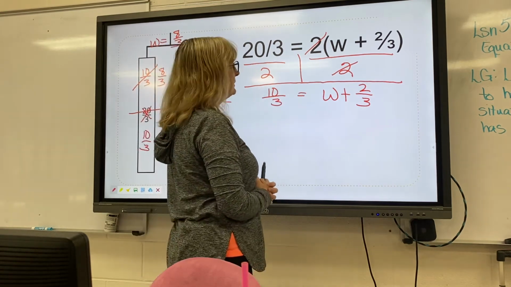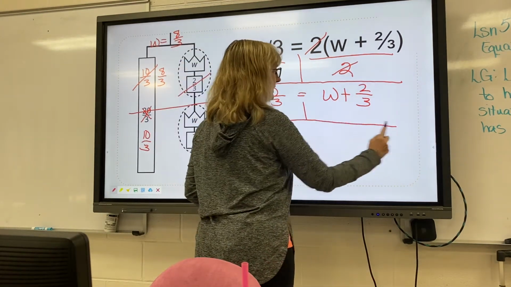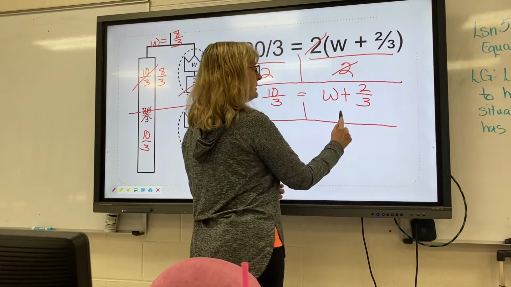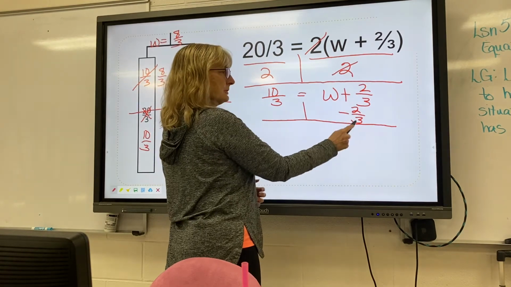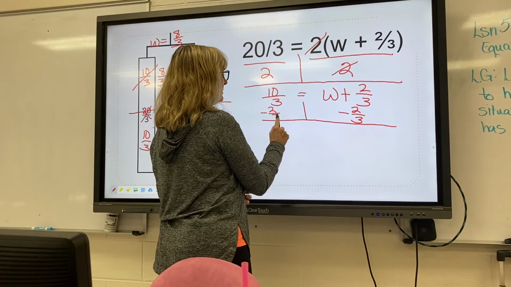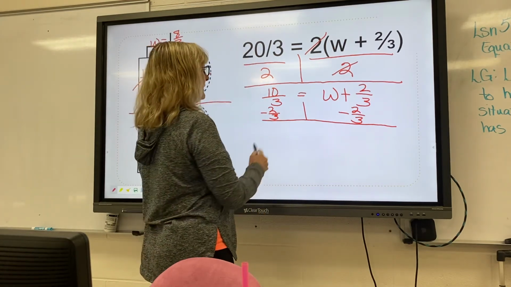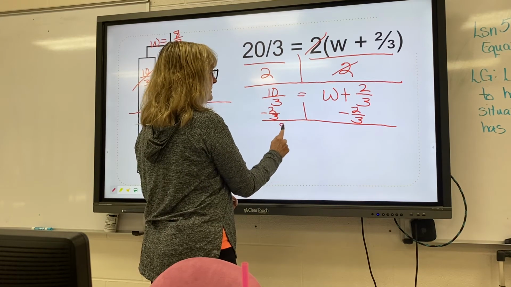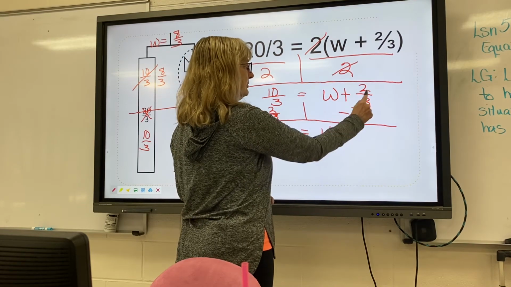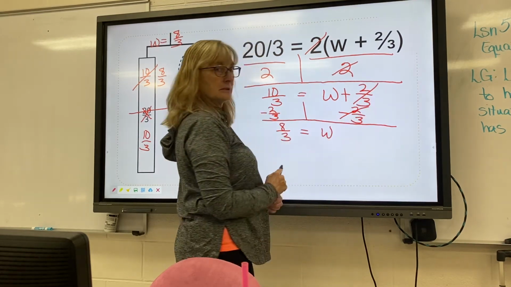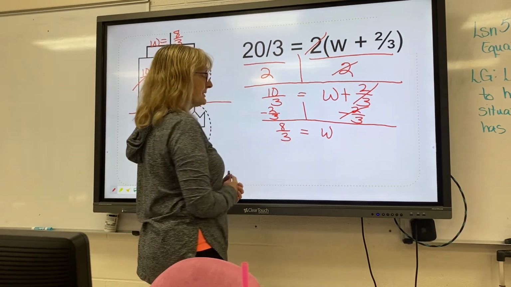All right, so now what's hanging with W? Well, 2/3 is. So I'm going to do my upside down T again. This is added, so I'm going to subtract 2/3. If I subtract 2/3 on this side, I have to subtract 2/3 on this side. The subtraction property of equality allows me to do that. So 10 thirds minus 2/3 is 8 thirds equals W, 2/3 and negative 2/3, those cancel each other out. So I have isolated the variable. I got W equals 8 thirds.